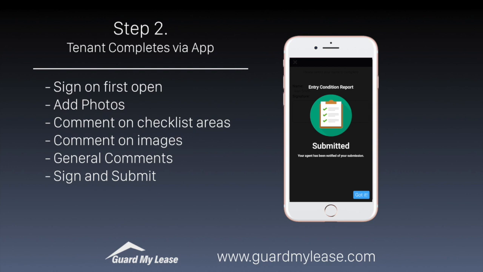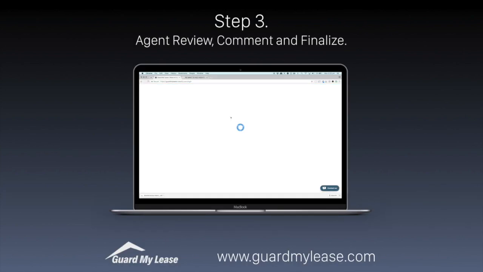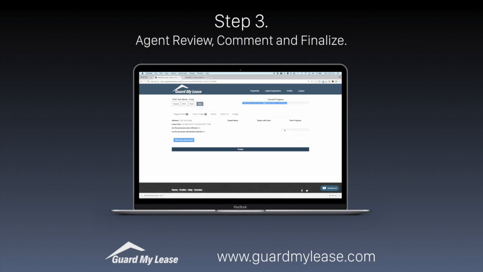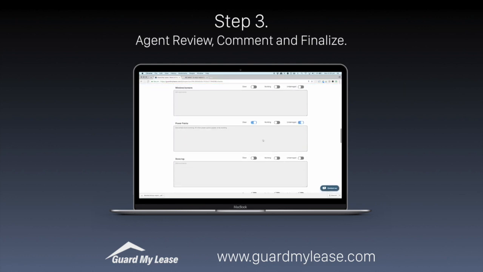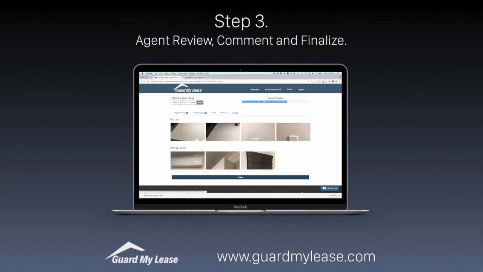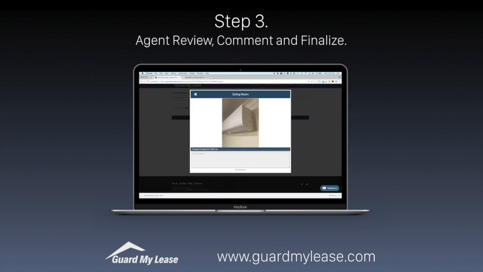So we'll jump out of the app and we'll log into guardmylease.com now as the agent, and we can look at it here. The first thing we're going to do is load up our property, go into the inspection. This is where we can see the status of all our tenants. Jump into the checklist and have a look at everything that's been done there. We can look at the images. We can go into the images here if we wish to. They're all locked off as you can see. You can't edit them, you can't delete them.